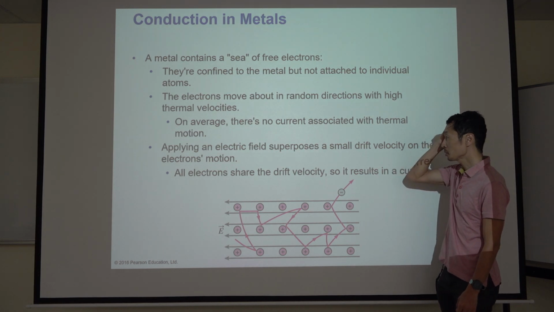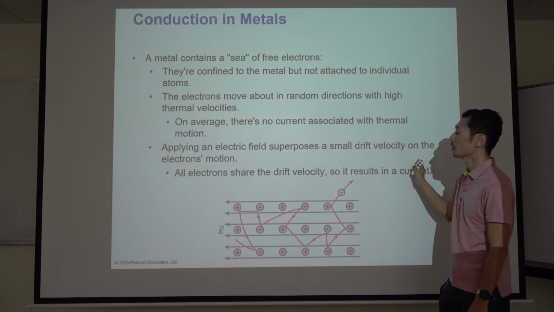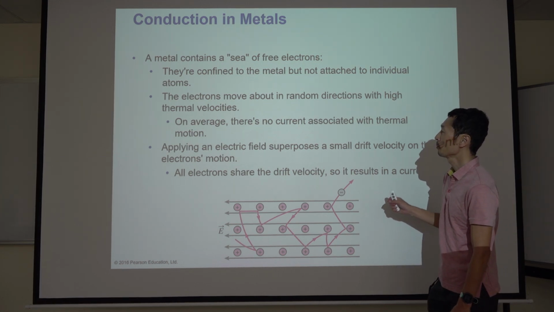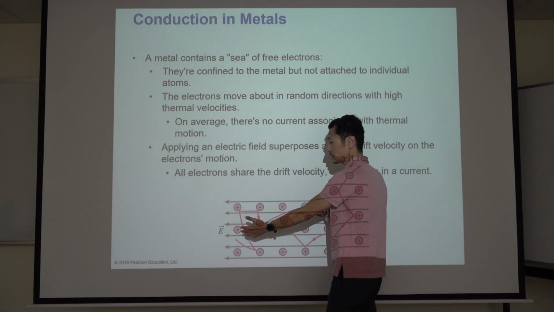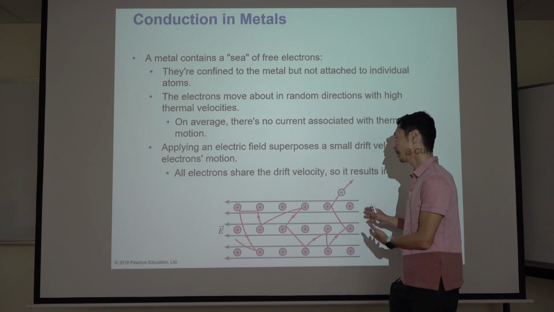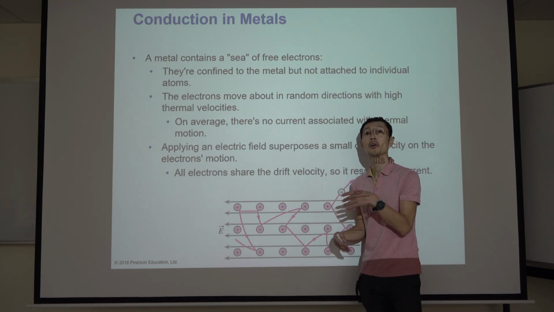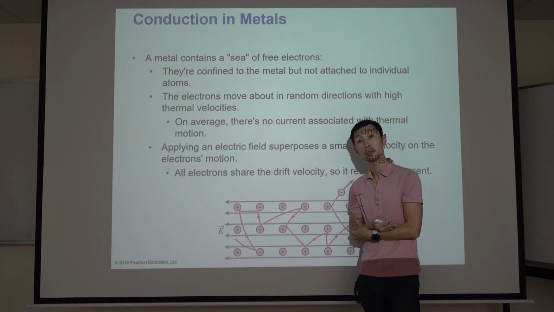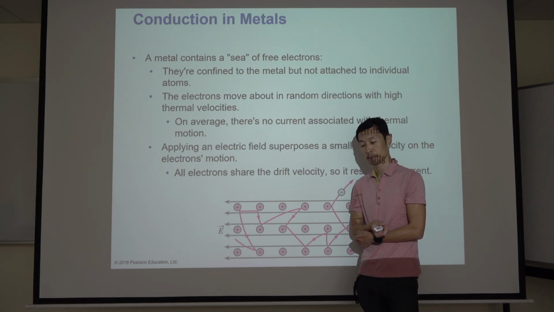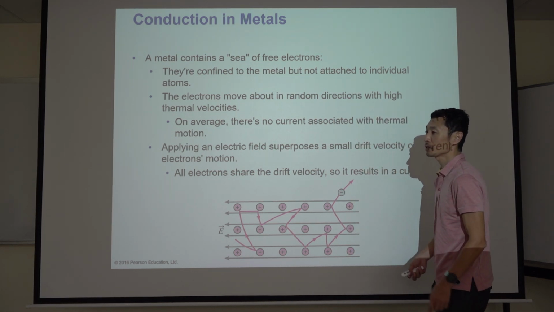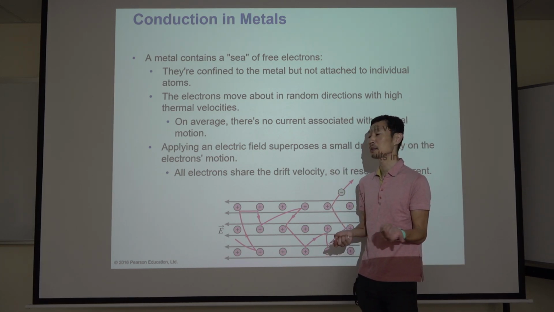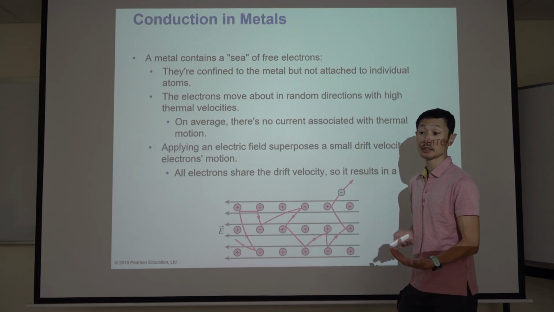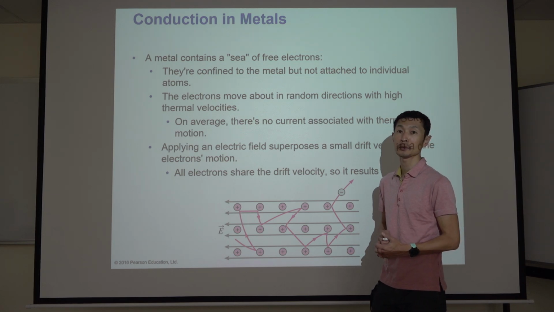Applying an electric field superposes a small drift velocity on the electronic motion. All electrons share the drift velocity, so it results in a current. So if you put a voltage or electric field here, then free electrons of course move according to the electric field. If electrons move, negative charges move, so that creates a current. In a circuit we have copper lines, right? That's one example of a metal. And because they have free electrons, resistance is very low, so it's a very good material to make a circuit.